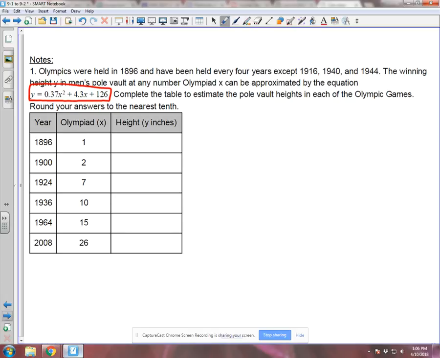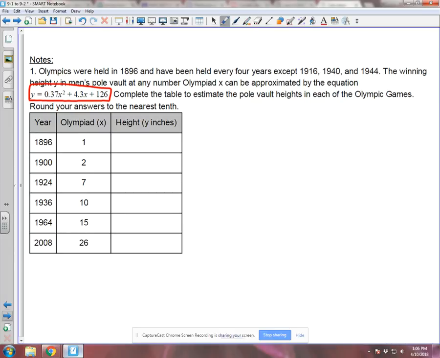If it's a quadratic equation, what shape should it be when it's graphed? It should be a parabola. By looking at the equation, should it be face up or face down? This should be face up. Isn't this positive? So it should look like this, shouldn't it?